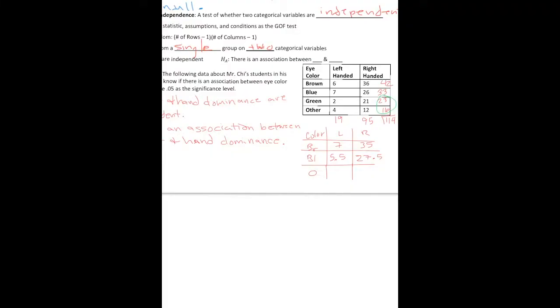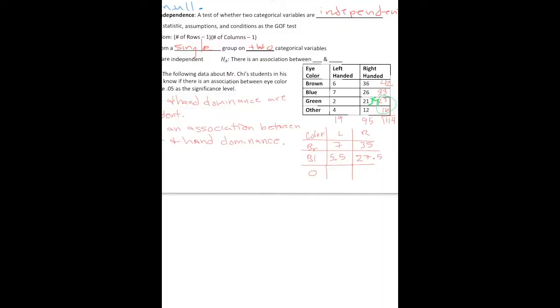So green would just fall into the other category. So let's go ahead and do that. So now we have to go back to our data, and when we put those together, that's going to change our row total. It's not going to change our column total, it's just going to change that row total.